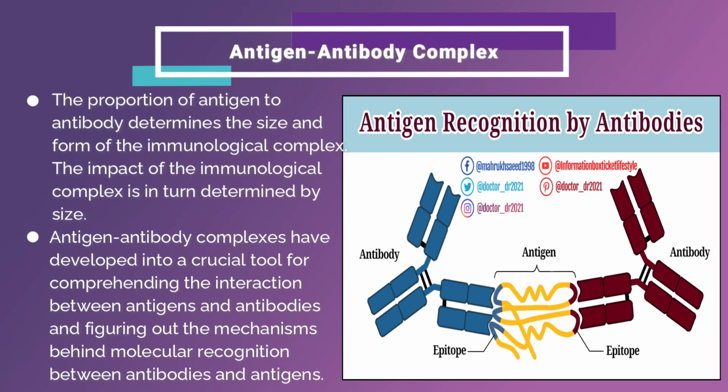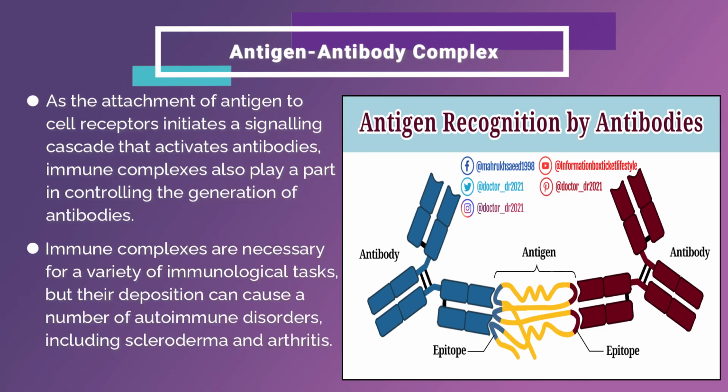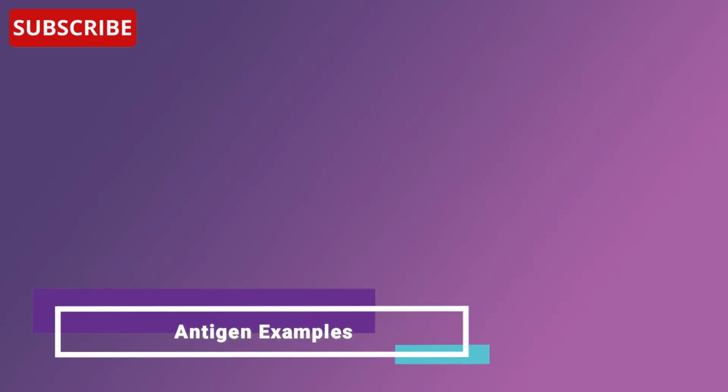Antigen-antibody complexes have developed into a crucial tool for comprehending the interaction between antigens and antibodies and figuring out the mechanism behind molecular recognition between antibodies and antigens. As the attachment of antigen to cell receptor initiates a signaling cascade that activates antibodies, immune complexes also play a part in controlling the generation of antibodies. Immune complexes are necessary for a variety of immunological tasks, but their deposition can cause a number of autoimmune disorders including scleroderma and arthritis. Next is antigen examples.